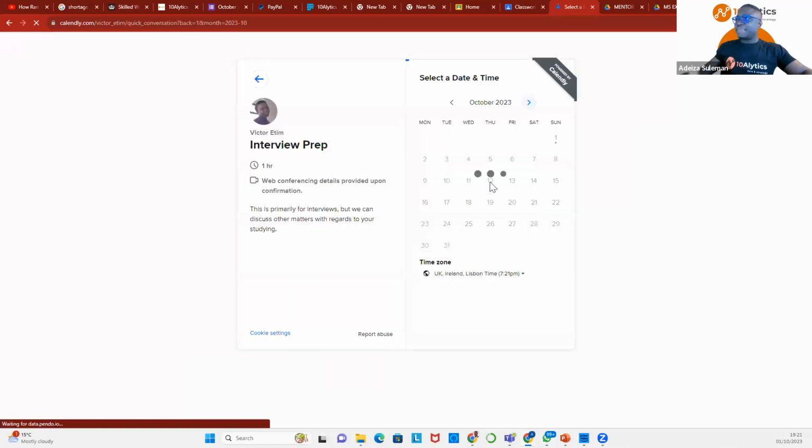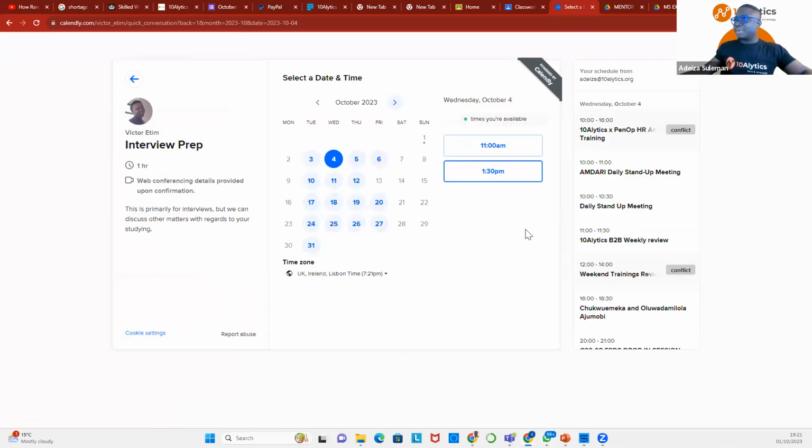Let's click on that. So I can select, I want to have my interview preparation on Wednesday, the 4th of October. I click on that. What times are available? 11 a.m. is available, 1:30 is available. What we always advise, if you don't have an appropriate time, still select any time and then communicate to the facilitator, can I make it 4 p.m.? Would that be available? And so on.